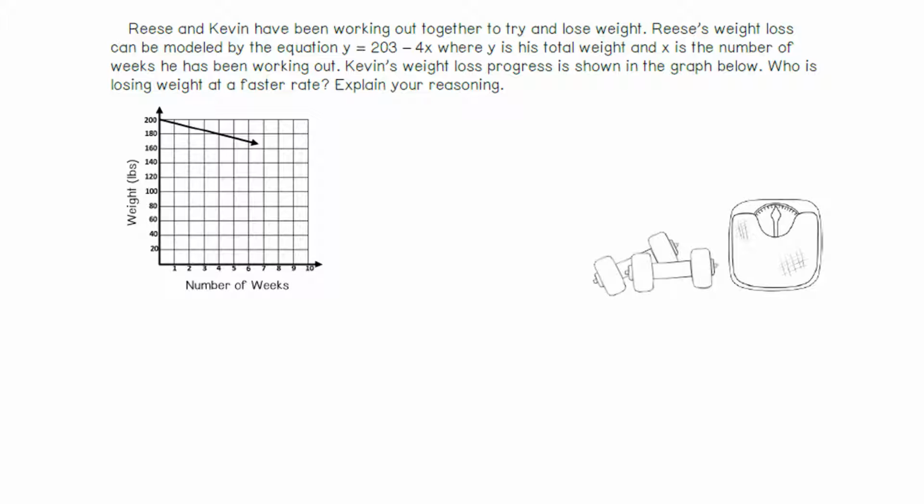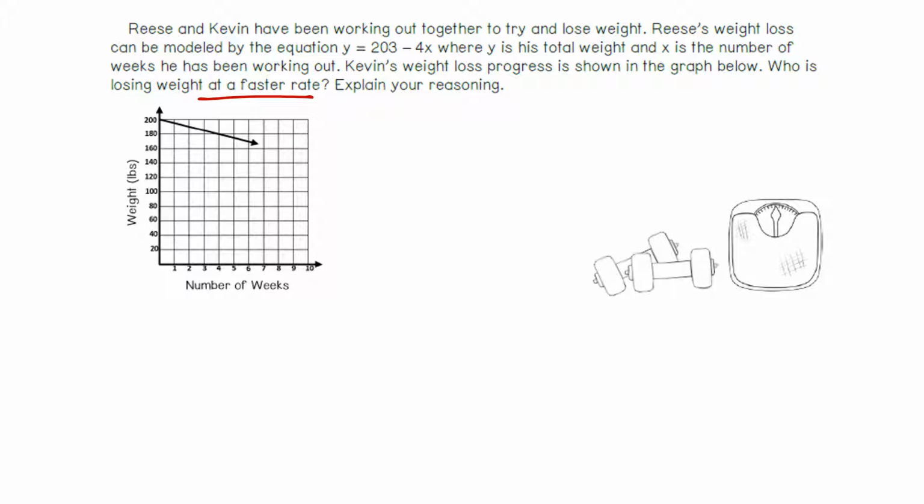Reese and Kevin have been working out together to try and lose weight. Reese's weight loss can be modeled by the equation y equals 203 minus 4x, where y is his total weight and x is the number of weeks he's been working out. Kevin's weight loss progress is shown in the graph below. Who is losing weight at a faster rate? Explain your reasoning. So again, we're looking for the rate of change.